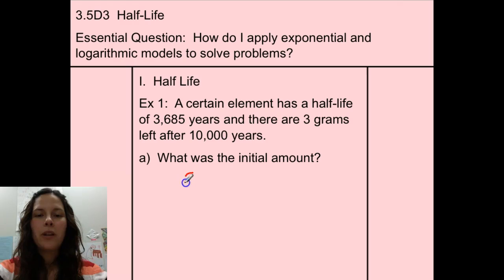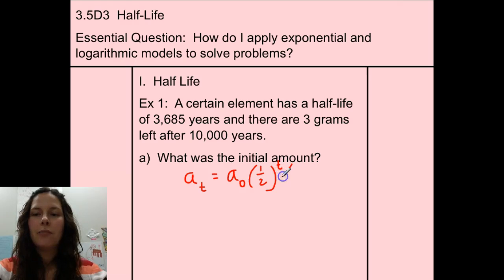So setting up our formula, we have A sub t, amount after time, equals A sub 0, initial amount, times 1/2 to the t, time, over k, half-life, power. So the amount after time in our case is 3 grams. The initial amount is what we're solving for. I'm going to drop the sub 0 so it doesn't mess us up and just call it A, times 1/2 to the t is how long the substance has been decaying. So in this case, it's 10,000, divided by k is the half-life, 3,685.